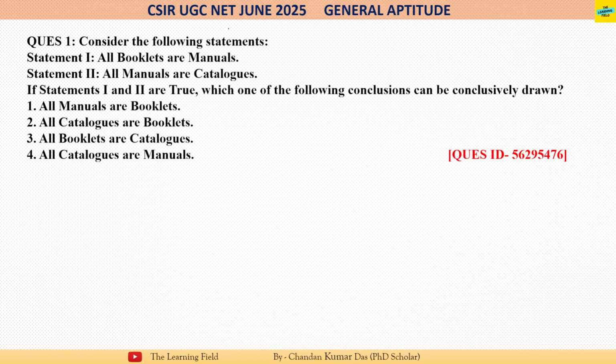In this lecture, we are going to solve the CSIR NET June 2025 questions, that is the general aptitude portion, the Part A of the CSIR NET June 2025 exam.